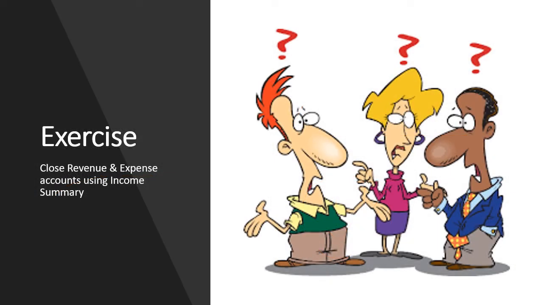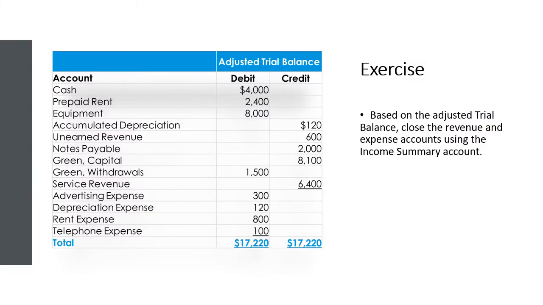Now let's try a little exercise. Let's work on what it's going to look like when we close our revenue and expense accounts using the income summary method. All right, so here is our trial balance. What we want to do is close our revenue and expense accounts using the income summary method. So let's take a look at our trial balance and find all our revenues and expenses. Now, unearned revenue has the word revenue in it. Is that a revenue? No, that's a liability, so we don't touch that. That is a permanent account. Let's move down here. We have a revenue here for service revenue, and then we have several expenses.